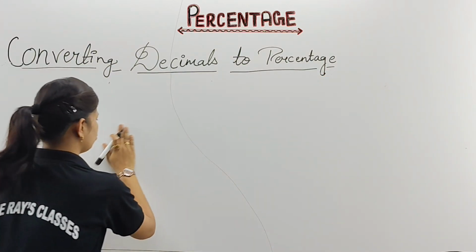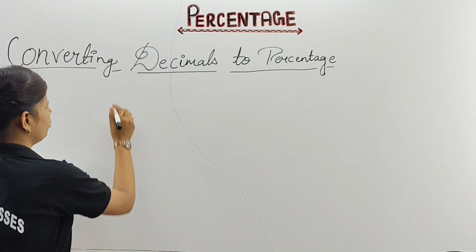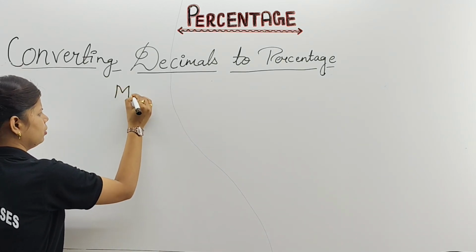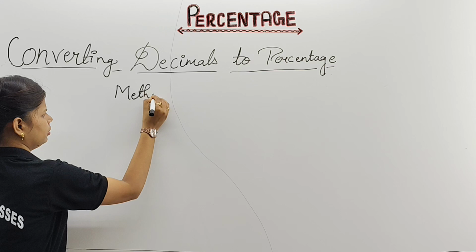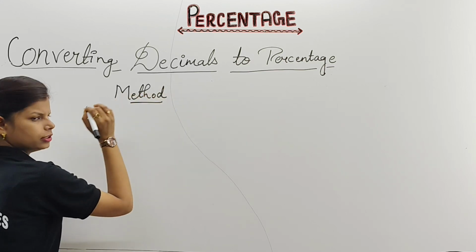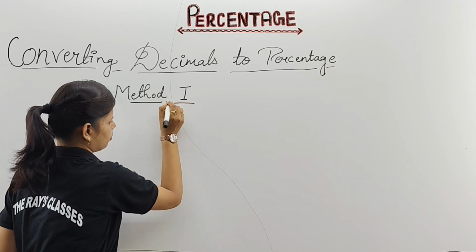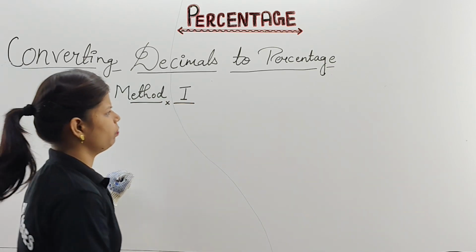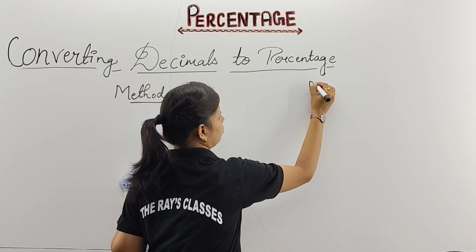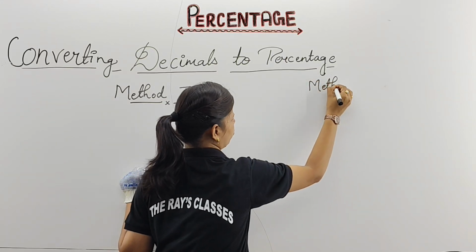Clear? So first of all, children, you have to note down your method first. Here you have to write it. Method first. Clear? And here you will write method second. With the same question, we will go with both the processes.